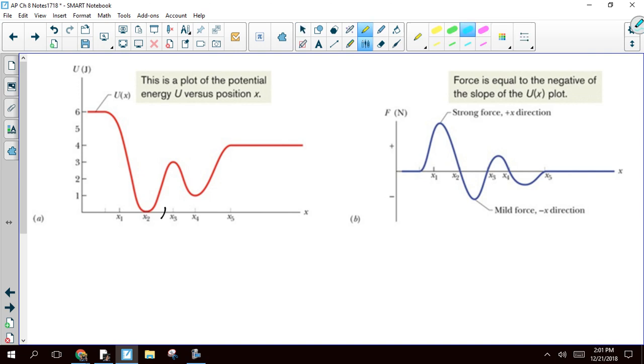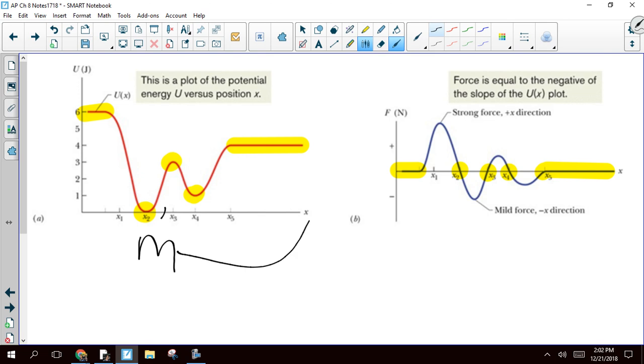Check it out. The places where your slope is 0 correspond to the places where your force is 0. Okay? All right. So, long story short, if you take the slope of this and plot it over here, and then invert it, flip your positives and negatives, it gives you that force graph, okay?